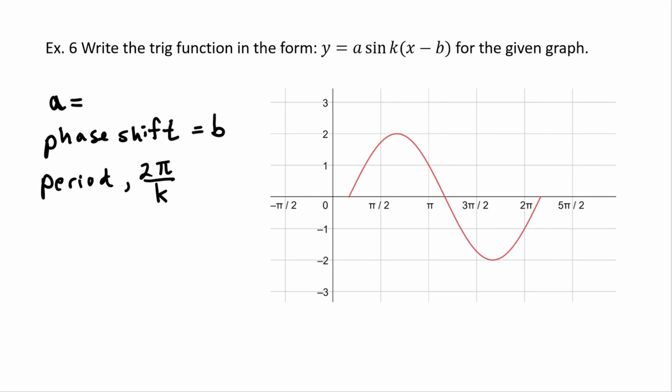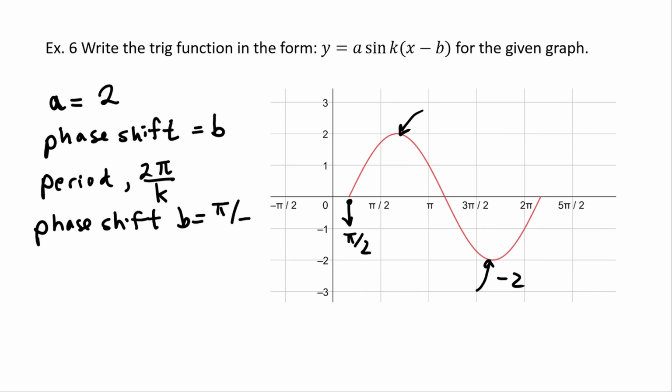So, looking at this, we see that the height is 2, the lowest point is negative 2, so we get that the amplitude is 2. We've got the value for A. The phase shift, the sine curve starts midway between pi over 2 and 0, so we'll say that that is pi over 4. It's moved to the right side, so we'll say that the phase shift is b equals pi over 4.